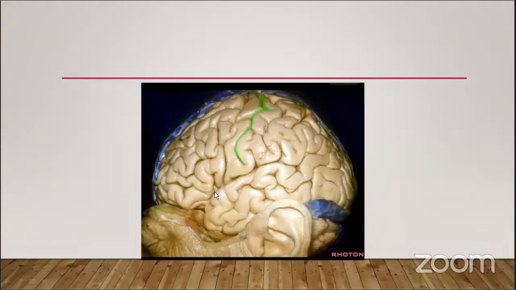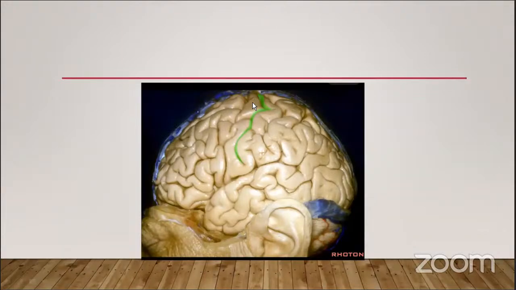This sulcus, as I already told you, is the sylvian sulcus. So the central sulcus starts from the top on the lateral surface, but a gyral bridge actually prevents the central sulcus from opening directly into the sylvian fissure. This gyral bridge is known as the subcentral gyrus. So the subcentral gyrus, in a majority of the population, does not allow the central sulcus to open directly into the sylvian fissure.